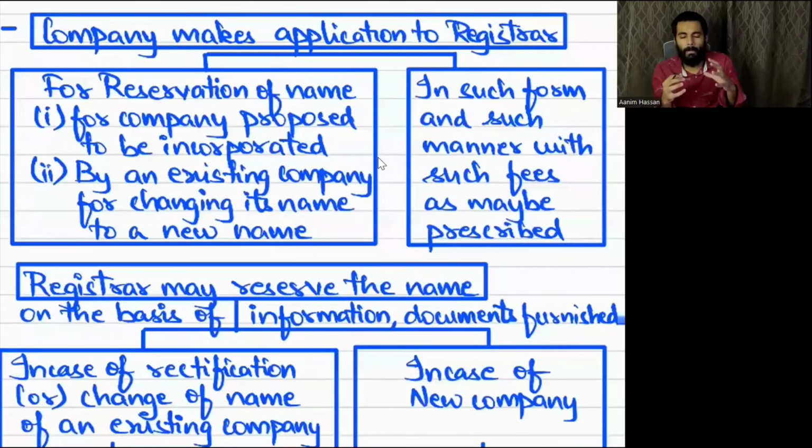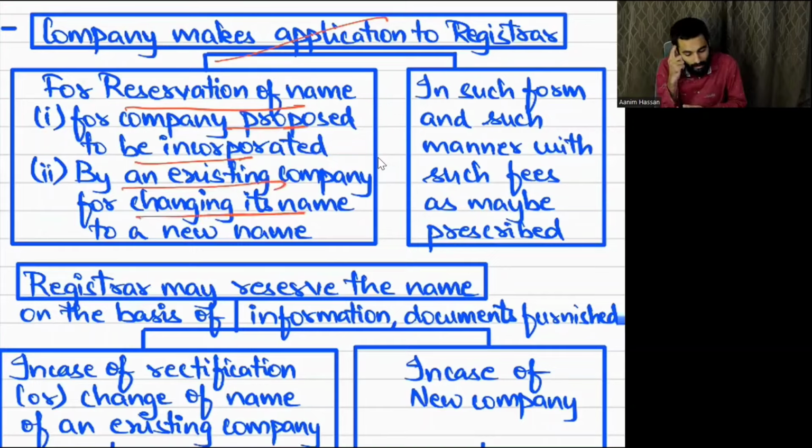There are a few rules you should keep in mind before complying. The company makes an application to the registrar for reservation of name, for a company proposed to be incorporated or by an existing company for change of name. So if I want to start a new company, I will go to the registrar and reserve a name, like Ram Limited or Raju Limited. Or if I already exist and want to change the name, I will go and reserve the name.